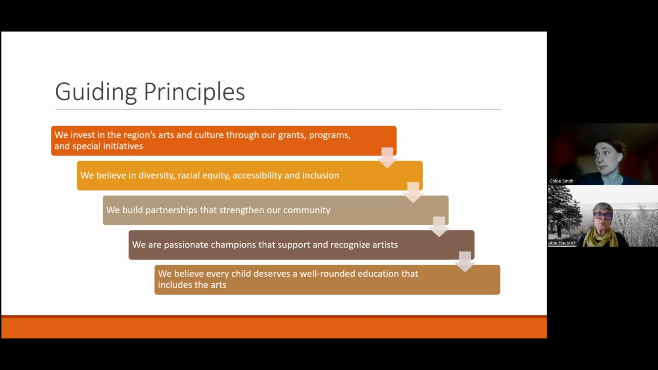RAC's guiding principles are that we invest in the region's arts and culture through our grants, programs, and special initiatives. We believe in diversity, racial equity, accessibility, and inclusion. We build partnerships that strengthen our community. We are passionate champions that support and recognize artists. And finally, we believe every child deserves a well-rounded education that includes the arts.